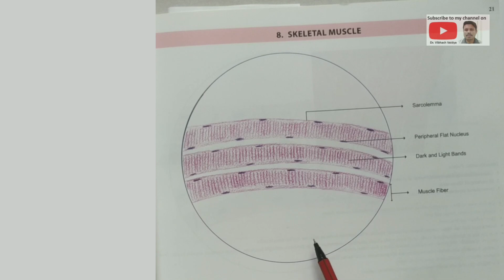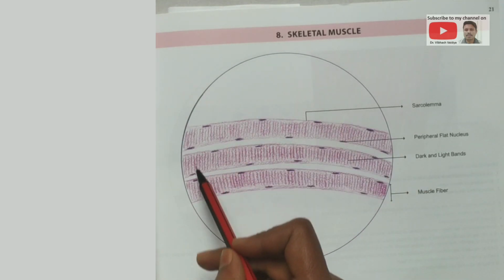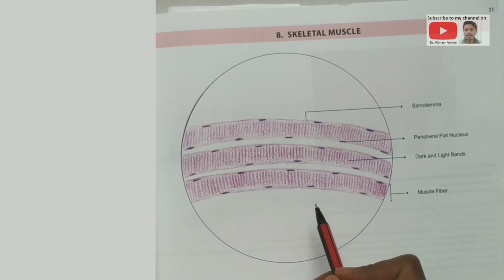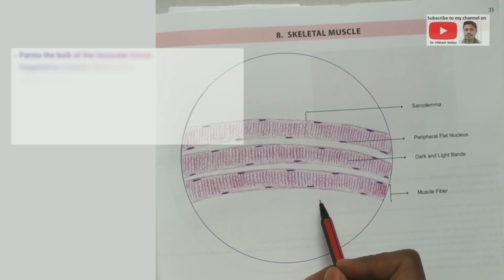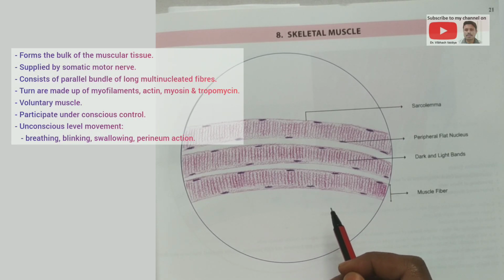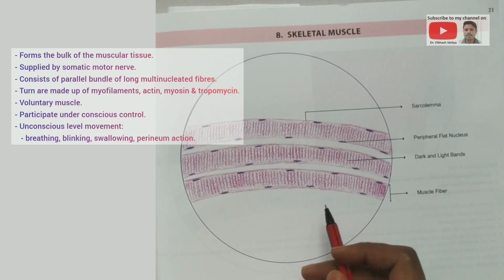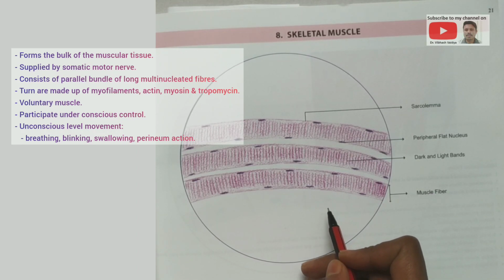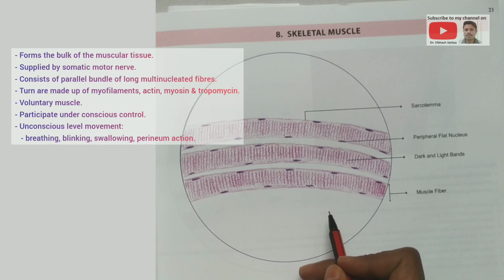Now we'll discuss the skeletal muscles. So here you can see a schematic picture of the skeletal muscles, and skeletal muscles form the bulk of the muscular tissue of the body. The skeletal muscle is supplied by the somatic motor nervous system because it is voluntary muscle. The skeletal muscles consist of parallel bundles of long multinucleated fibers.